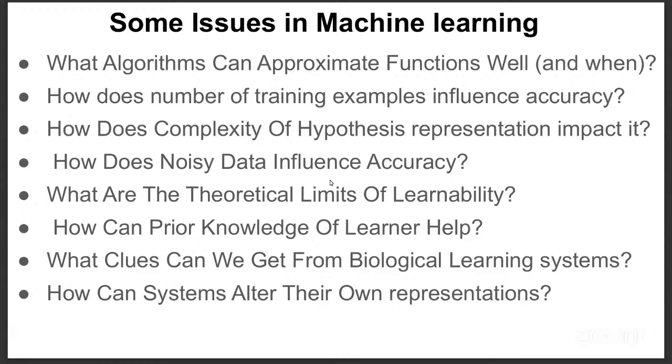So how does the complexity of a hypothesis representation impact the performance of the algorithm? Next, including how does noisy data influence accuracy? Noisy data means inappropriate data, missing values, all these are noisy data. Now if such types of values are there, let's say we ask, what is the average age of this class?